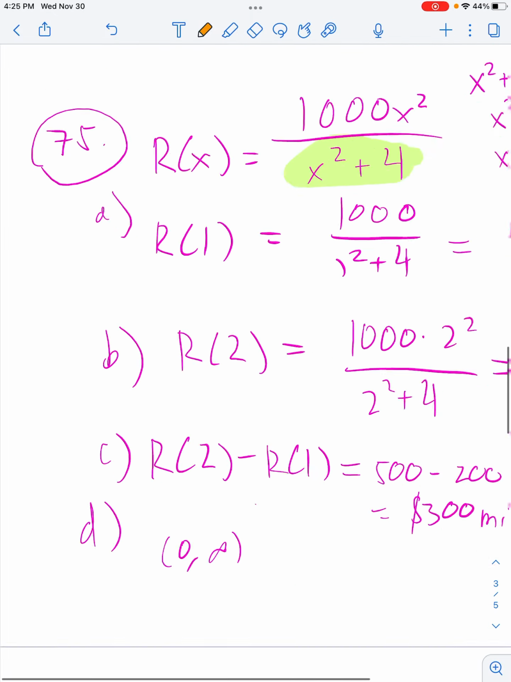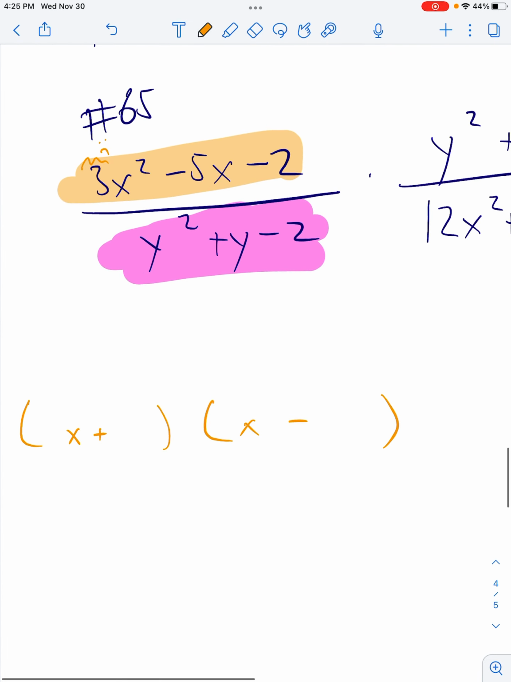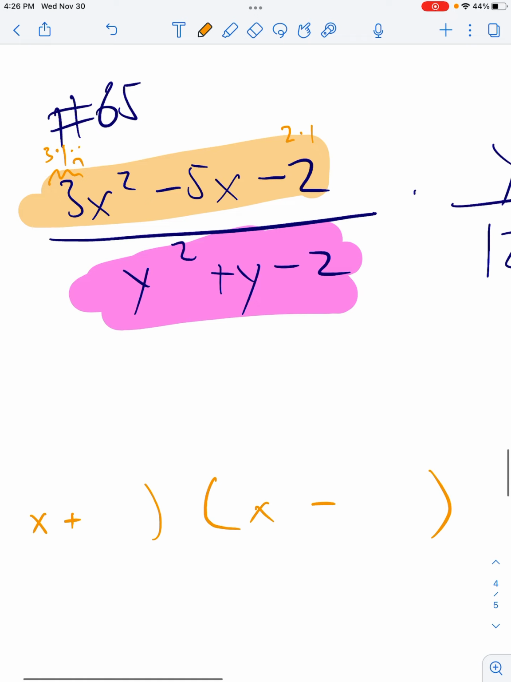My signs are opposite, so think difference. I'm going to have to write out the factors of my first and last numbers. The product of my outer numbers and the product of my inner numbers should have a difference of 5, because we have a 5 here in the middle.